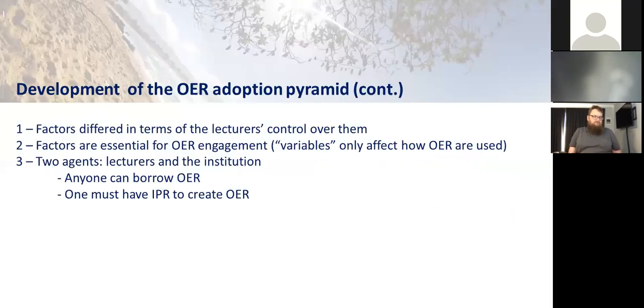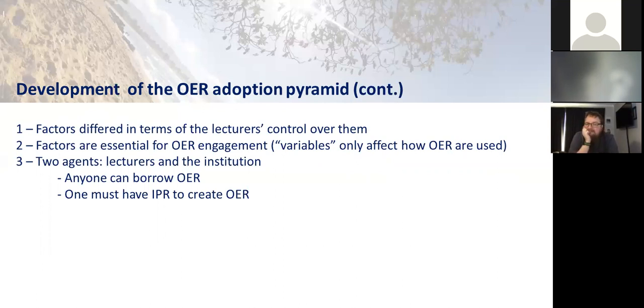Now, what informed this framework was that they discovered that different factors or barriers or challenges differed in terms of how much lecturers had control over them. So, for example, the infrastructure within an institution, lecturers have very little control over that. But lecturers have more control over their ability to take on professional development to use OER. So that was the first criterion that they discovered, that there were different amounts of control over these challenges.